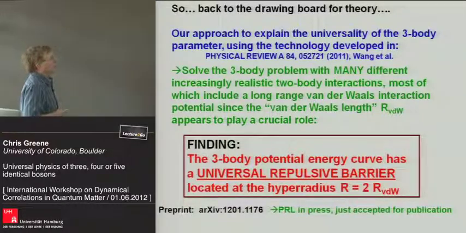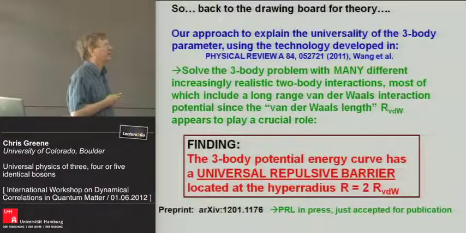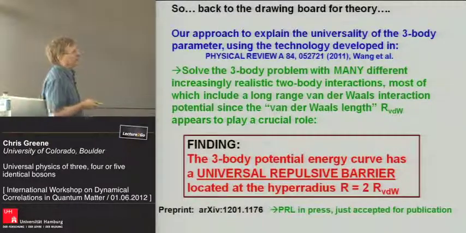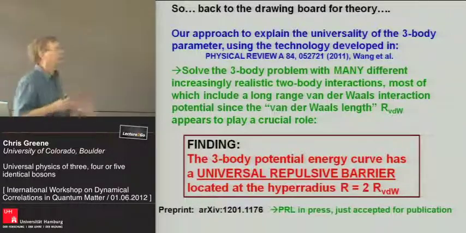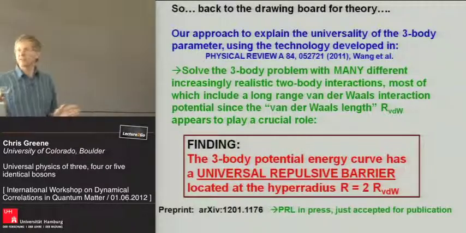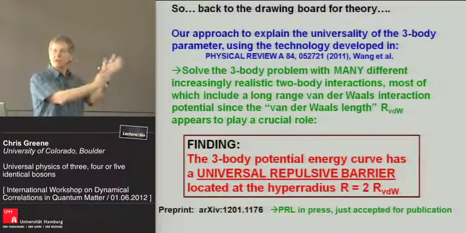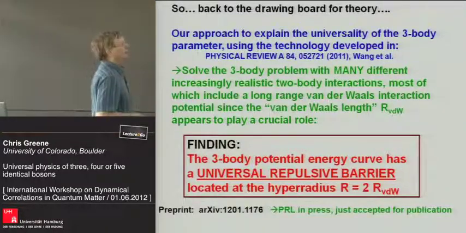Okay, so the main finding, I'll set it in words here and I'll show you some of the evidence in a minute, is that there is a 3-body potential energy curve in this hyperspherical picture that has a universal repulsive barrier that we had not expected to arise. And it's there for every system. It kind of blew us away to see this.